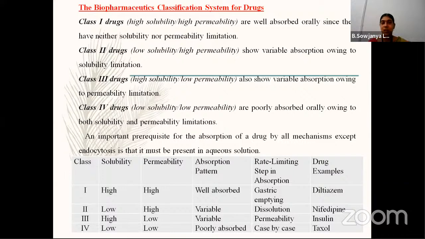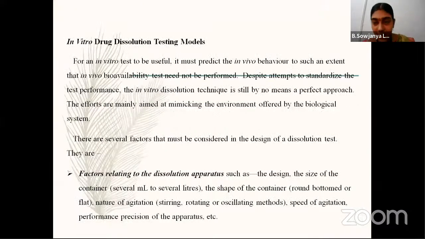Class 2 drugs have low solubility with high permeability. Class 3 drugs have high solubility with low permeability. They show minor variations in the absorption property, and a permeation limitation is observed here. Class 4 drugs are poorly soluble orally, and both the solubility and permeability are very low. Okay, so it's completely based on the BCS classification system. We can easily predict whether a drug is easily soluble or not.